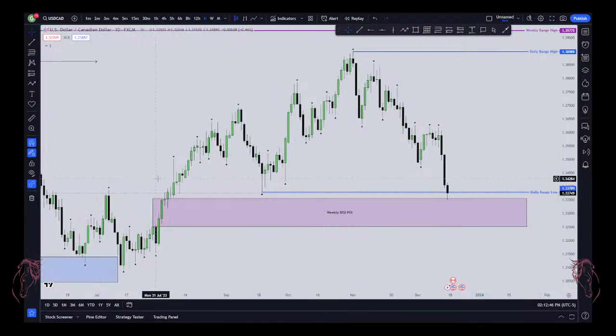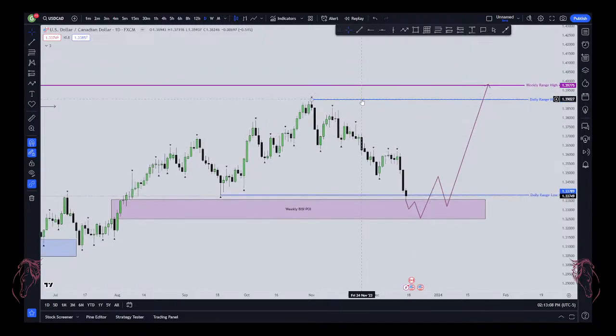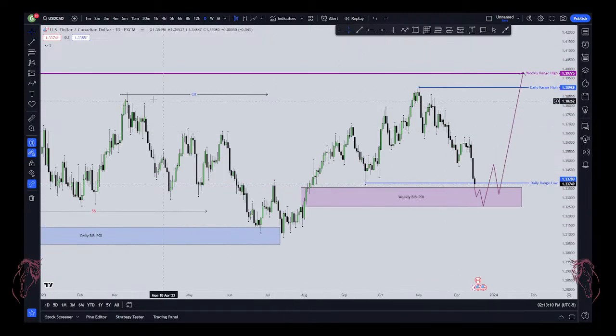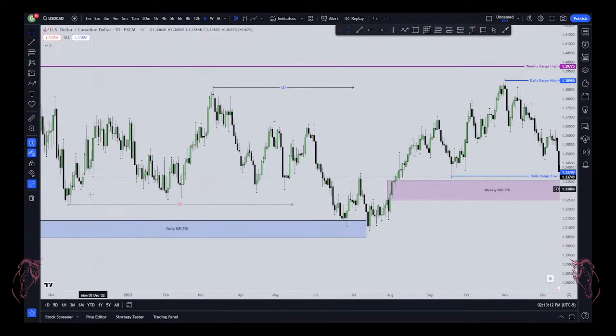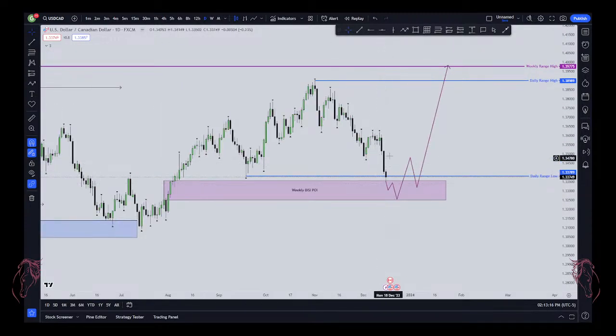Now, since we're inside of this weekly BISI, this weekly fair value gap area of interest, what am I wanting to see? I'm wanting to see price go down, sweep sell side, tap into this order block right here, shift in market structure higher, pull back into an area of interest inside of this weekly BISI to continue going higher and take out this daily range high, which is our opposing liquidity in this situation. Okay, so that's what I want to see price doing. That's what I anticipate price to do.